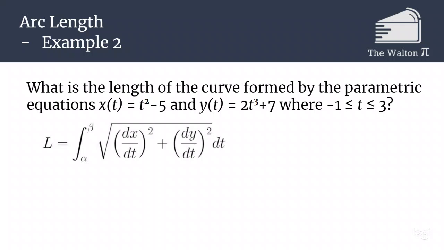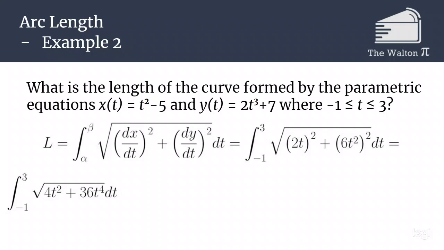So it's going to be the integral from alpha to beta of the square root of dx dt squared plus dy dt squared dt. We can find dx dt, that's 2t, and dy dt, that's 6t squared. And so it's the integral from negative 1 to 3 of the square root of (2t) squared plus (6t squared) squared. So the integral from negative 1 to 3 of the square root of 4t squared plus 36t to the fourth. We can pull out a 2t from inside the square root. So we get the integral from negative 1 to 3 of 2t times the square root of 1 plus 9t squared.